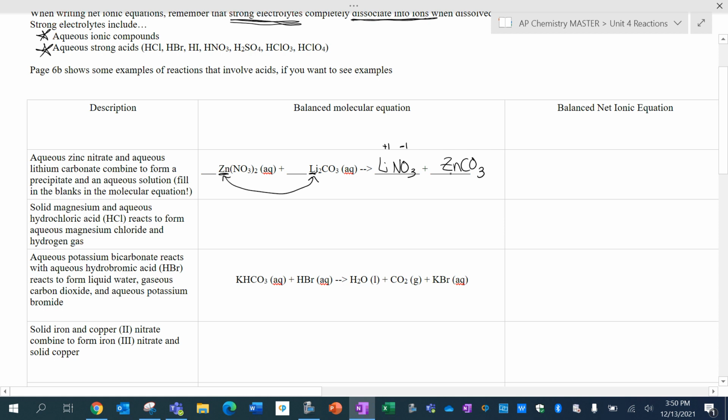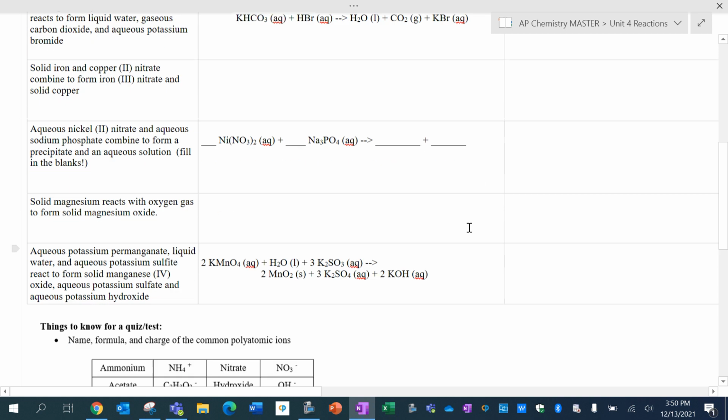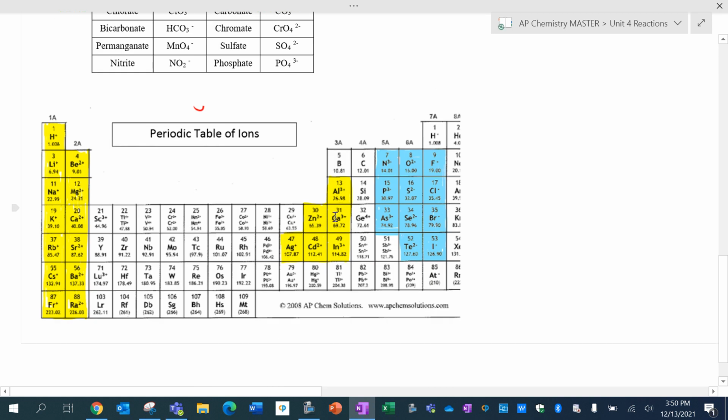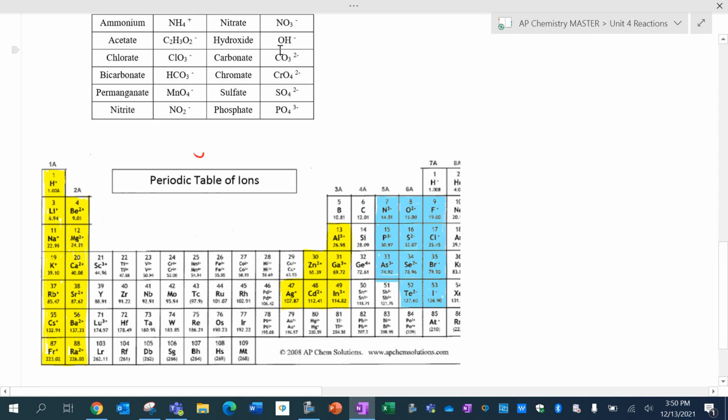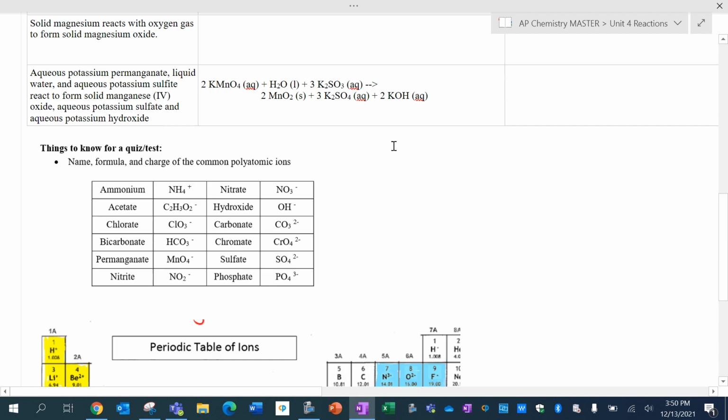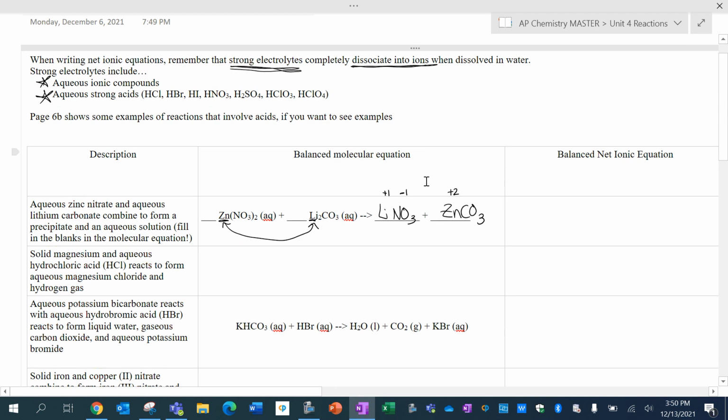Zinc carbonate. Zinc, if I look at my periodic table, has a charge of +2. That's zinc right here. Carbonate is a polyatomic ion. It's got a charge of -2. So you want to be referring to these tables until, once you get enough practice, you'll be familiar enough that you just know them and you won't have to look up these numbers anymore. All right, so this is +2, this is -2. Cool, so I don't need subscripts there either.